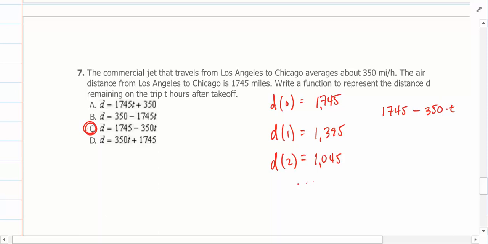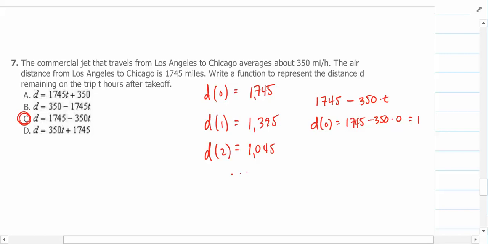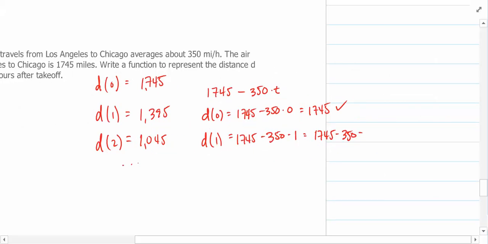So if I use this and think of the equation evaluated at 0, this would be 1,745 minus 350 times 0. Now that does equal 1,745, so we're in good shape there. Let's check C of 1. 1,745 minus 350 times 1. Well, that would be equal to 1,745 minus 350, and that does equal 1,395.